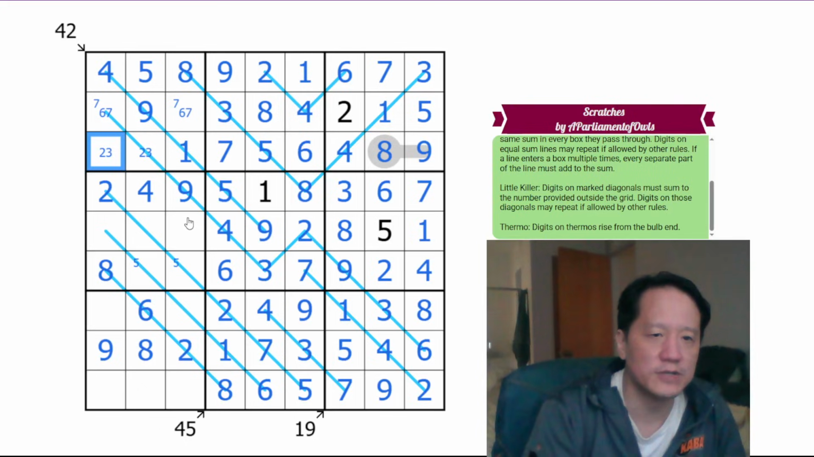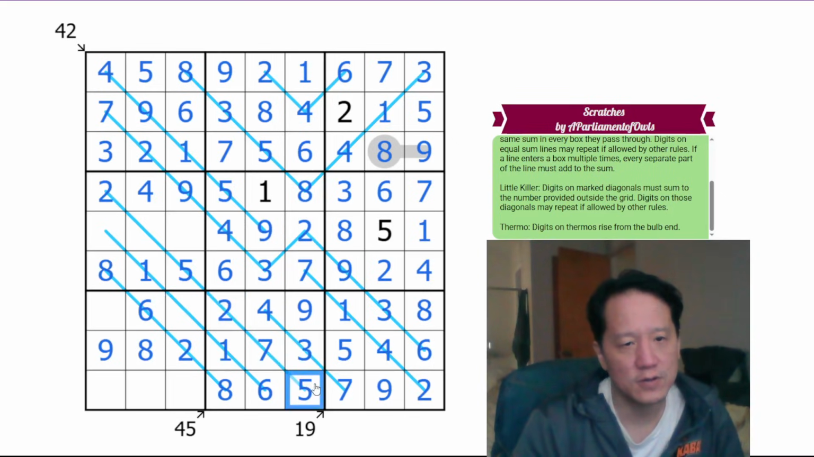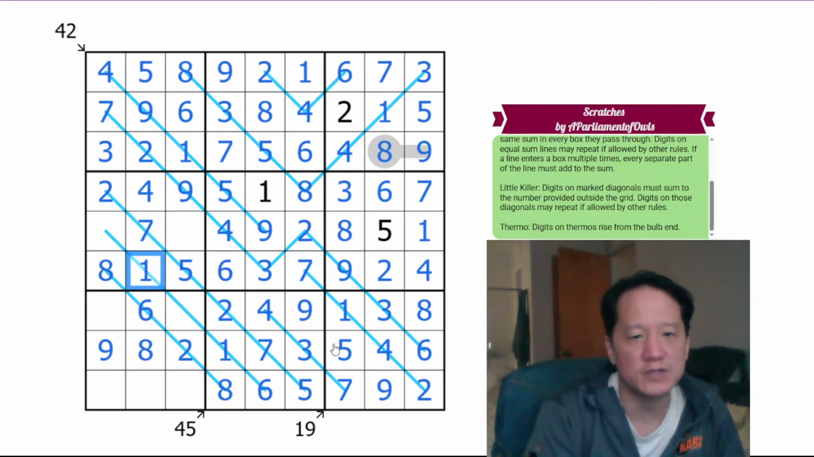2 eliminates 2 here, so it's 3, which makes this 2. 2 and 7 add up to 9, so that's 7. This is 6. Remaining digits in row 6 are 1 and 5. This can't be 1 because of 1 in the column, so it's 5 and 1. And this is 2, 7, 5 here. This must then be 2, 7, and 5 to add up to the same sum.